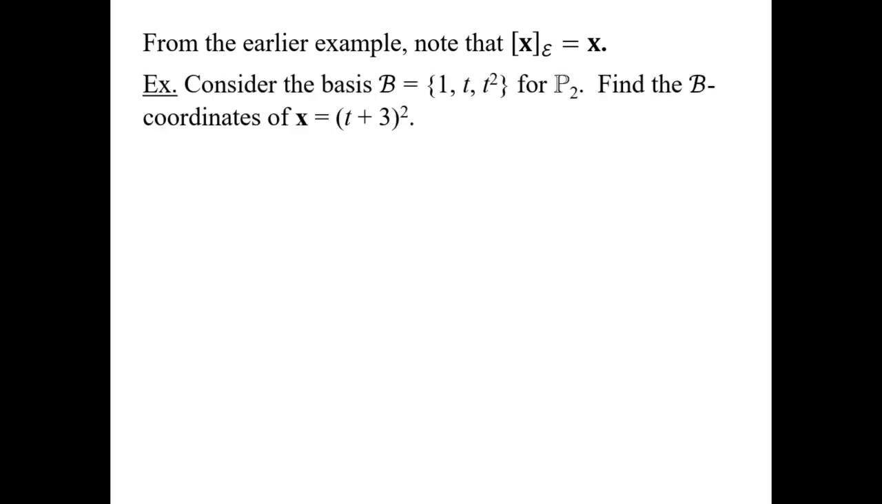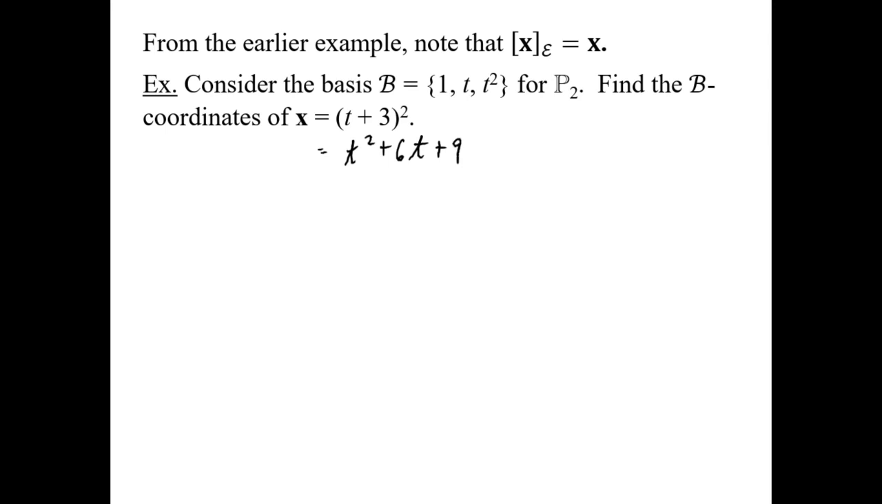Let's consider this other basis, getting a little bit more abstract, getting into the vector space P2 this time. Consider this basis. We want to find the B coordinates of this vector x, which is (t + 2) squared. And let me multiply this out a little bit. This is t squared plus 6t plus 9, of course.